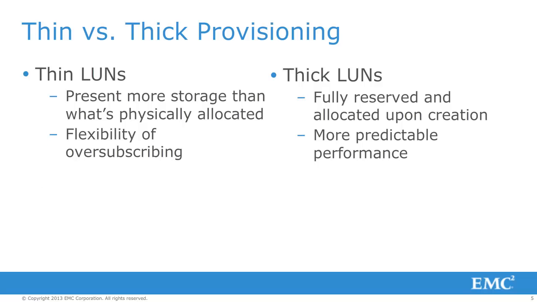Thin and thick provisioning are both useful in certain ways, but the implementation of each is quite different. Thin LUNs have the ability to present more storage to an application than what is physically allocated. This means multiple LUNs can be created in a pool with a total allocated capacity greater than the pool, allowing for the flexibility of oversubscribing. As new writes come to a thin LUN, more physical space is allocated automatically in 256 megabyte slices, greatly improving utilization.